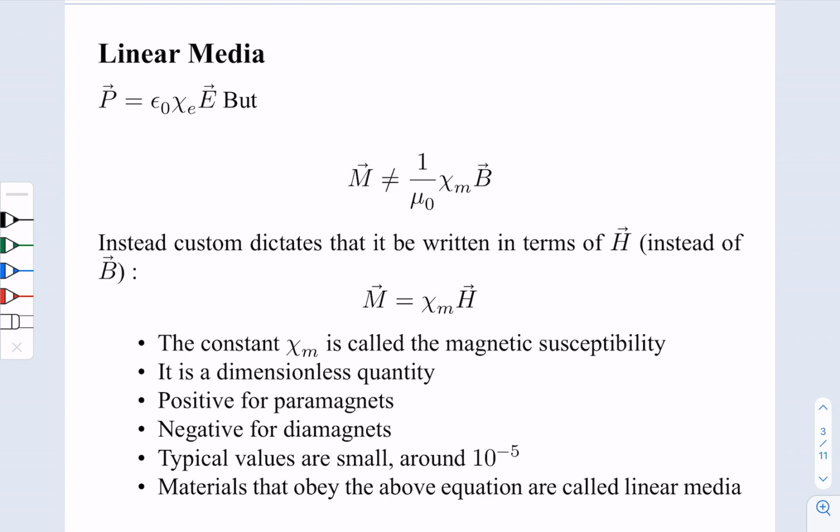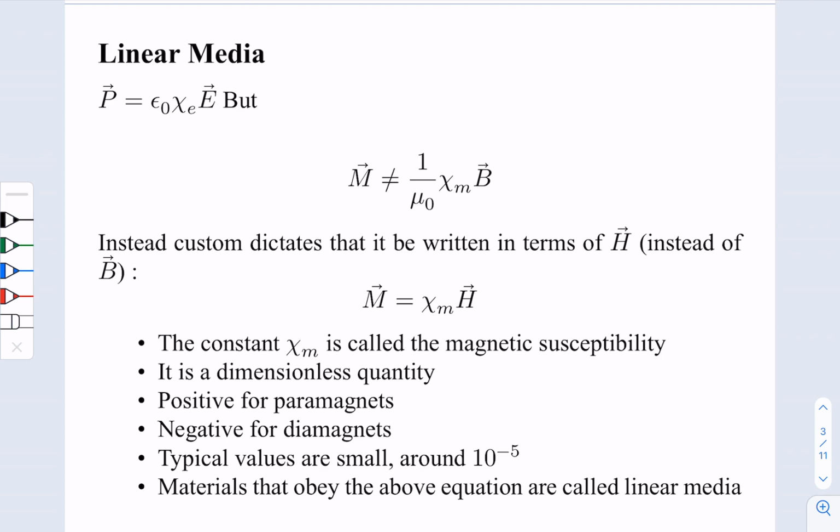So in experiments, we typically apply a current to a loop of wire and then produce the H field. So the H field is easier for experimentalists to know than the B field, whereas in electrostatic problems, we can typically measure the electric field E, and the D field might not be easy to measure. So that's why the P is typically written in terms of E, and the M is typically written in terms of H.